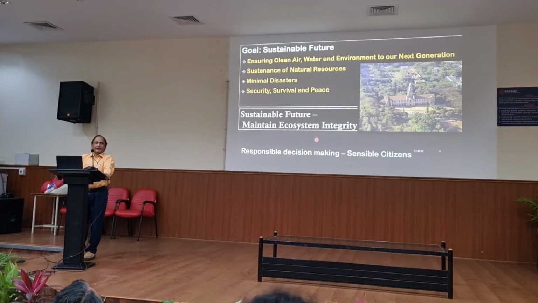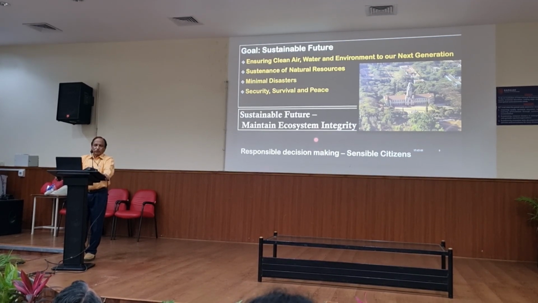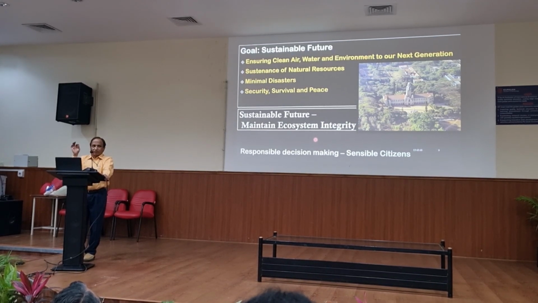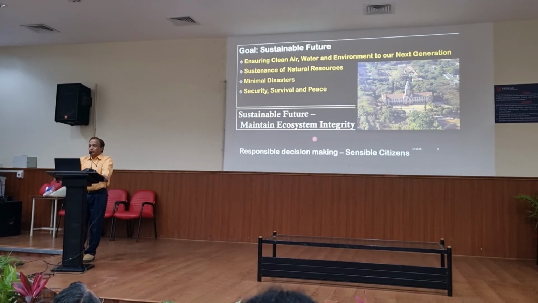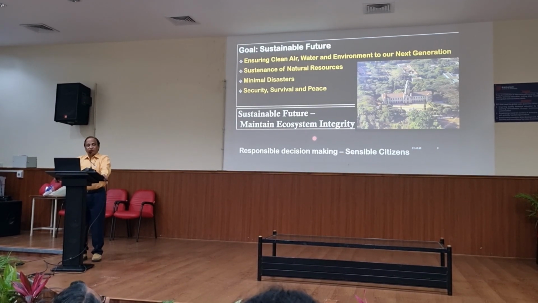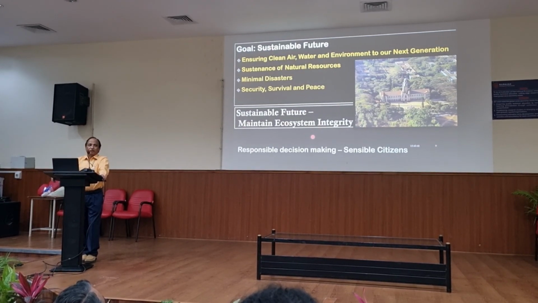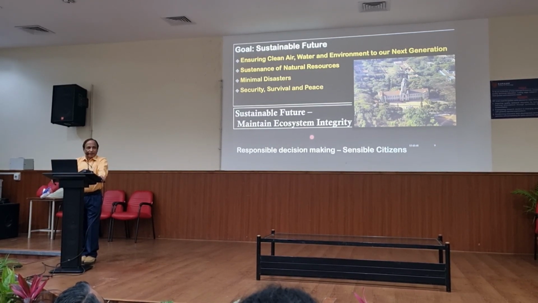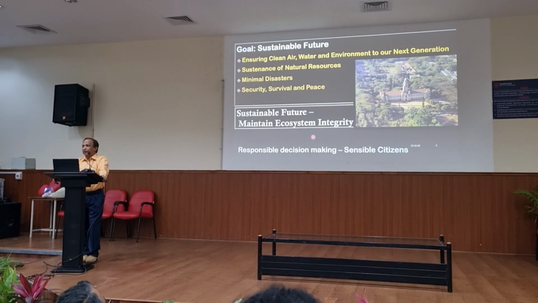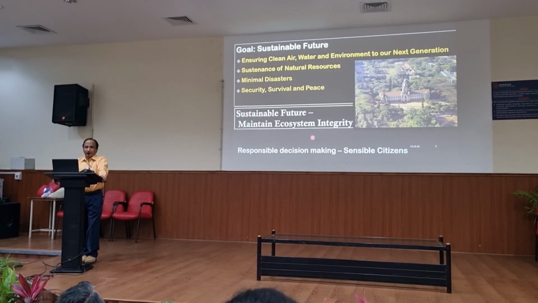And what is the agenda? See, my agenda is a sustainable future. If I can ensure clean air, water and environment to the next generation, I have done my science. And that's what I am working for. If we want to have clean air, water and environment, what kind of environment do we need to have? We need to maintain the ecosystem integrity. To maintain the ecosystem integrity, one has to take responsible decisions. Responsible decision making becomes crucial.